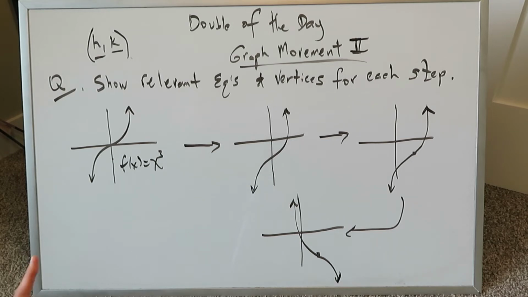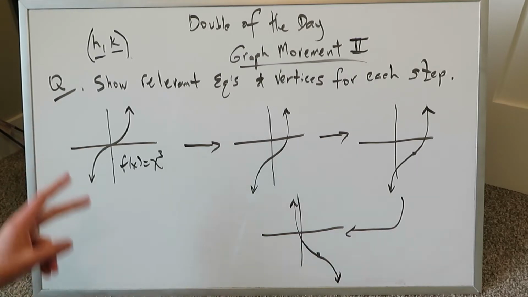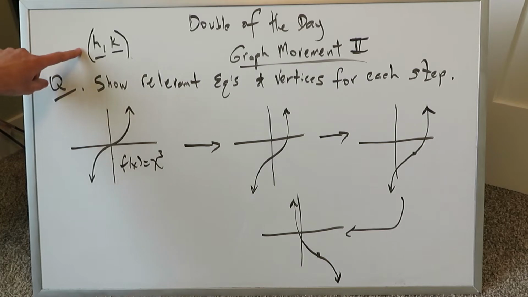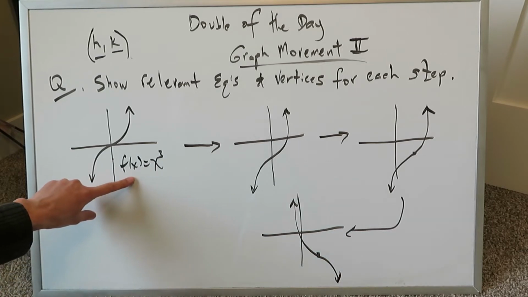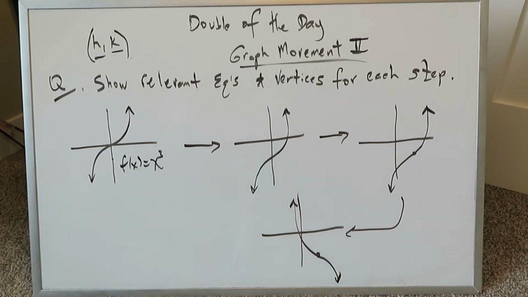You're looking here at the Graph Movement Part 2 video, where we're looking at the previous video concept and bringing it a step further with 2 more examples. Again, remember vertex is in the form of h and k, and for each question we're showing the relevant equations at each step, given we are provided the very first one, and we have to show the vertices for each step.